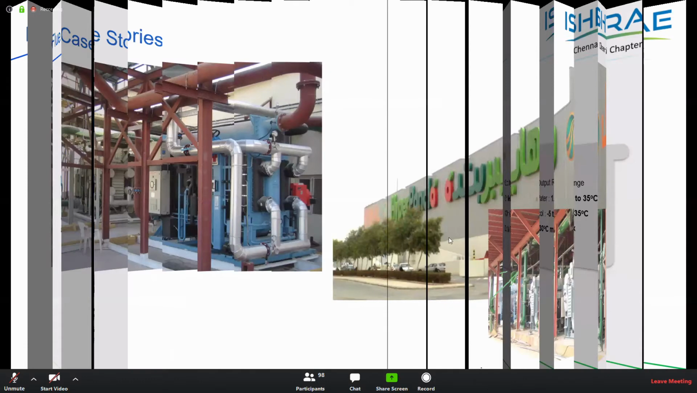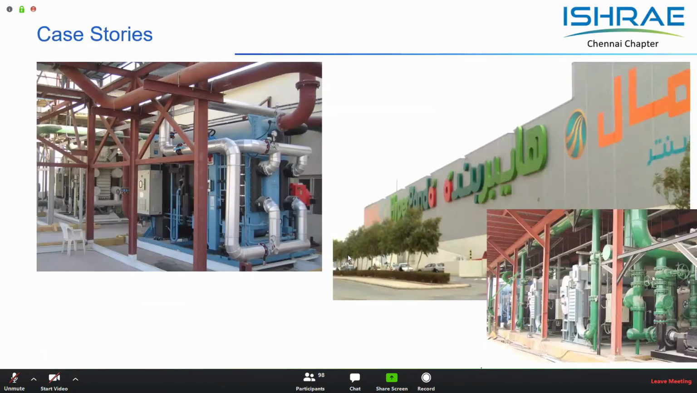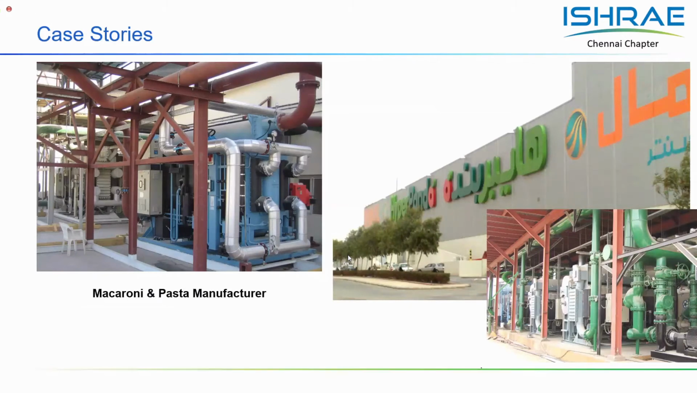Okay, before we go on to that, there are applications in industries as well as in commercial applications like supermarkets or commercial buildings, or even apartments and housing colonies, that can make use of such absorption units.